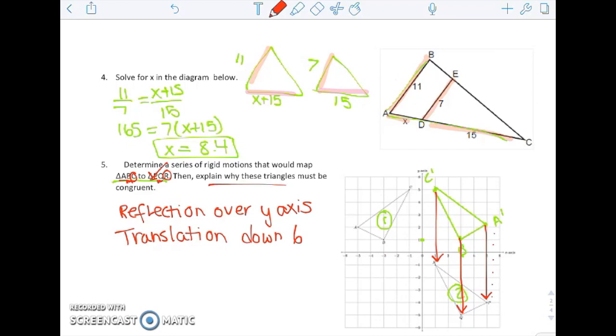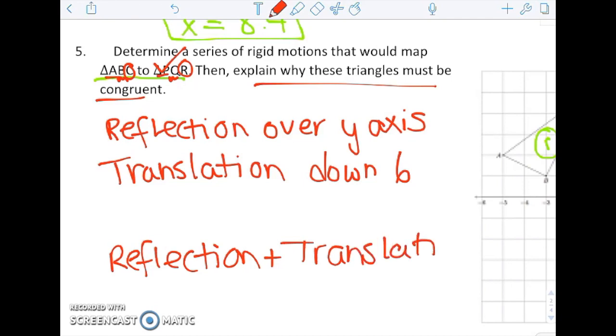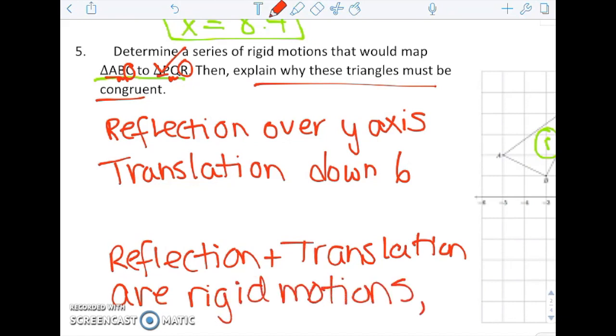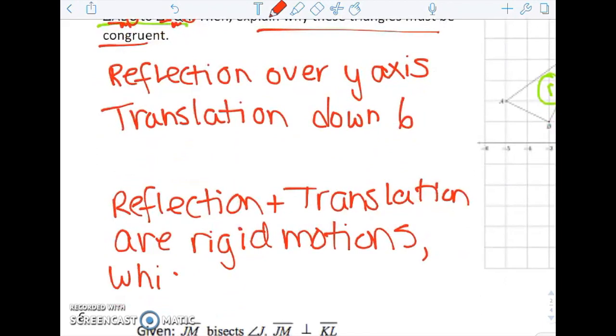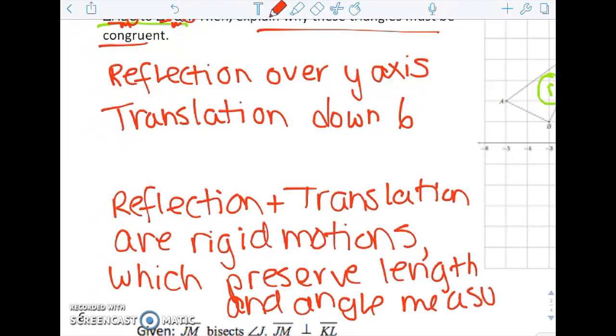But now let's answer, why does that mean these must be congruent? Well, a reflection and translation are rigid motions which preserve length and angle measure. Now you could always also say which form congruent figures or anything like that.